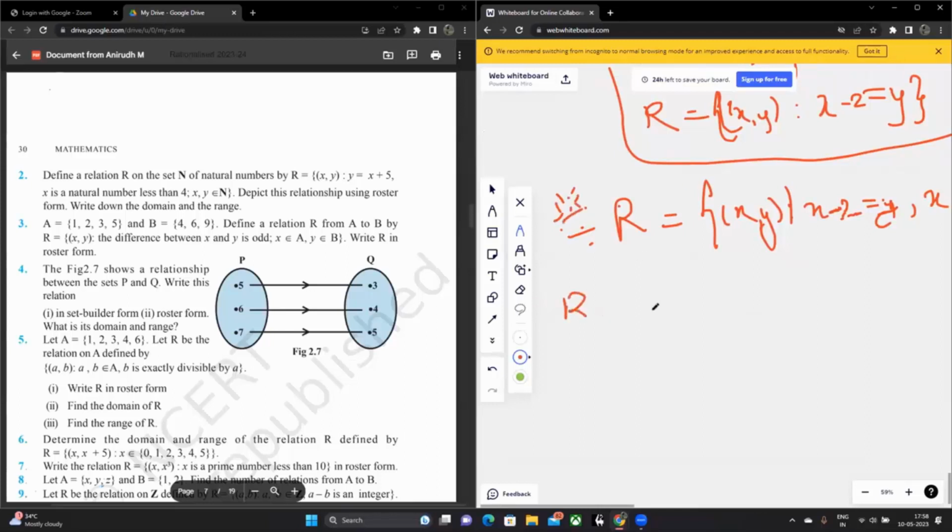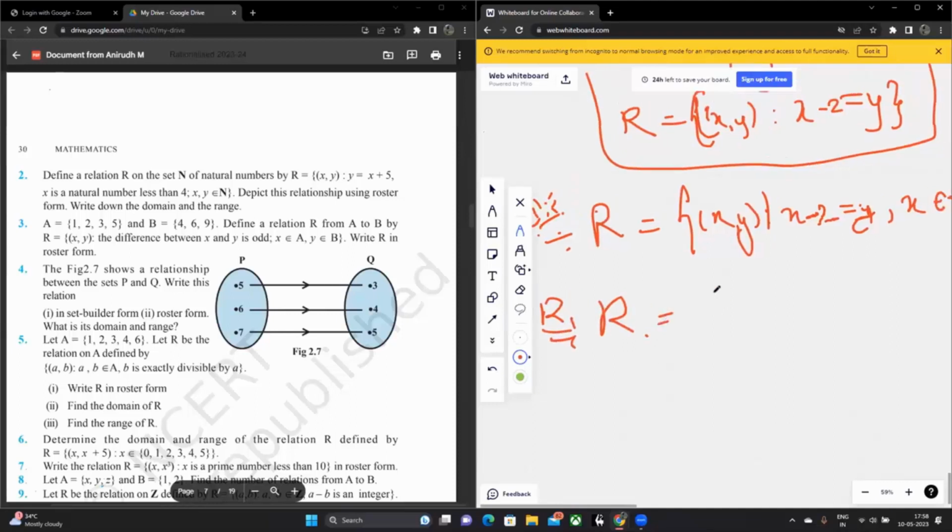And your roster form is basically R equals the set of (5, 3), (6, 4), and (7, 5). Done? 3 arrows, 3 elements. Set R equals this. That's set builder plus roster form, right?